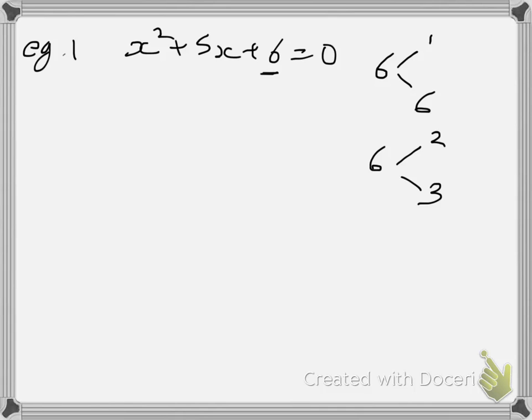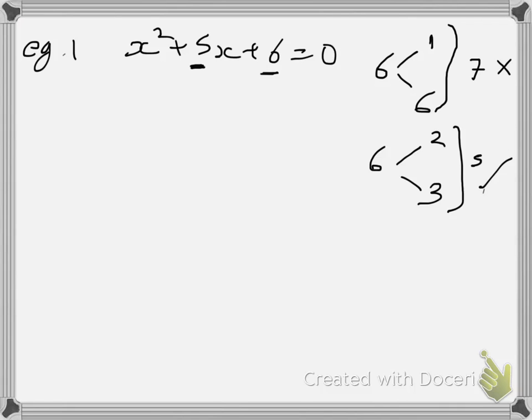Now, I have to choose the factors in such a way that when I add these two factors, I should get the coefficient of x, that is b. That means in this problem I should get 5. So if I add 6 and 1, I get 7. So I don't get 5, so that doesn't work out. And if I add 2 and 3, I get 5. So that works out here. Okay, so this works out for me.